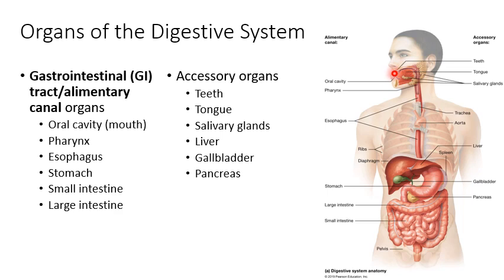Here you have the oral cavity, then the pharynx is the throat, then the esophagus goes down to the stomach, then the small intestine is the bulk of the intestine, and the large intestine leads out into the anal canal. For the accessory organs, the teeth, the tongue, the salivary glands, those are all around the oral cavity. Then the others are in the abdomen. You have the liver next to the stomach, the gallbladder is just underneath the liver, and the pancreas is just under the stomach.